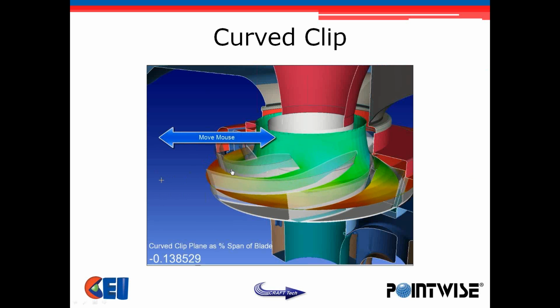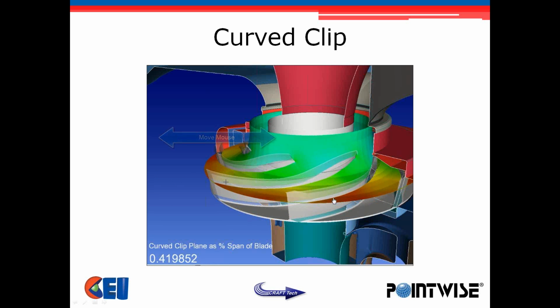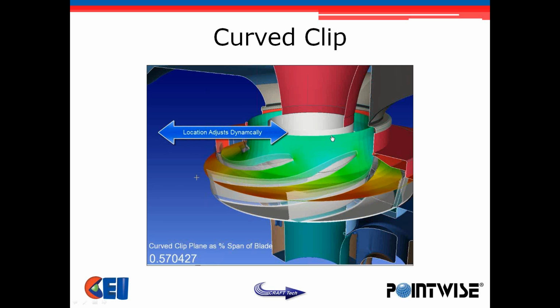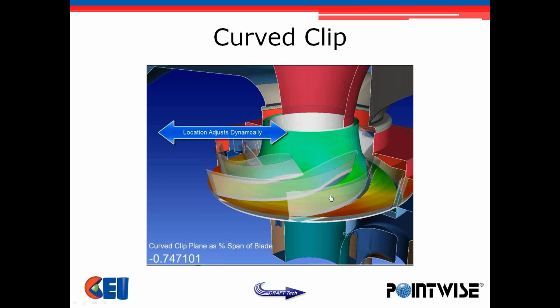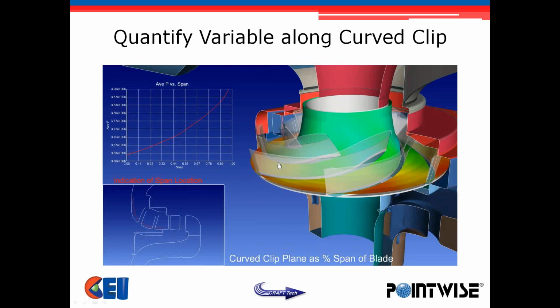So in this case here, you can see I'm going to move the mouse left and right, and as I do so, that clip plane is actually moving up and down from hub to tip, and all the variables are dynamically adjusting as I move that. So that's a useful way to interrogate the geometry and look at the results in a complex flow field.